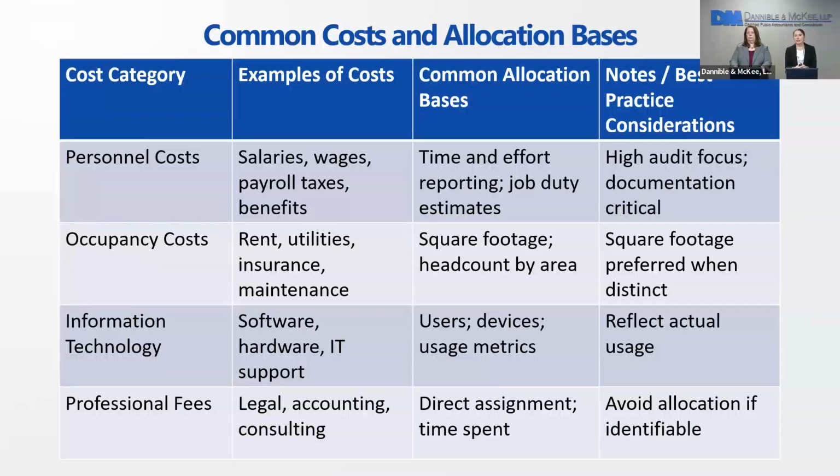Looking at professional fees, such as legal, accounting, and consulting, common allocation bases here are direct assignment or time spent. Avoid allocation if identifiable. What we mean here is, if this is a directly identified cost, if you know this is for management in general, if you know this is for a project, don't just apply that same percentage you've been applying every year. If you have one direct cost that's large and identifiable, maybe you pull that cost out of your cost pool before you apply that percentage to the rest of your smaller items.